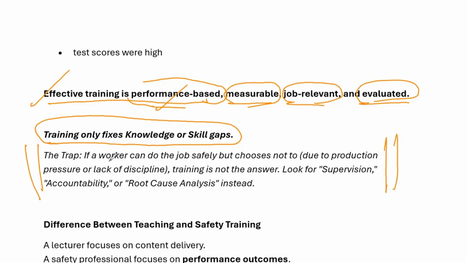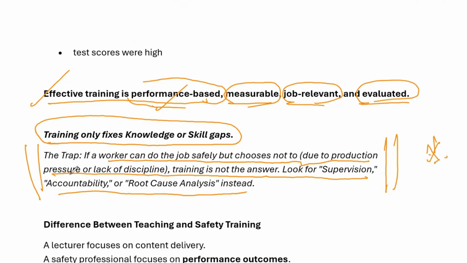Okay, if a worker can do the job safely but chooses not to, due to production pressure or lack of discipline, training is not the answer. Look for supervision, accountability, or root cause analysis instead. This is very, very important. Every time in the examination they are asking this.